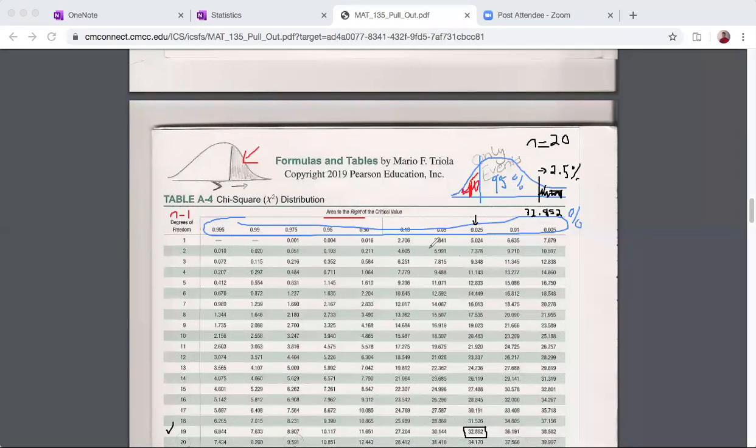All right, no questions? Okay, I'm going to change my color to my red. Now I'm standing over here on the red line. I know I have 2.5% to the left, but my problem is my table reads to the right. How much do I have to the right? If I do the complement, 1 minus 0.025, I get 0.975, which is that number right there. So I go down this column to 19, and I get 8.907.